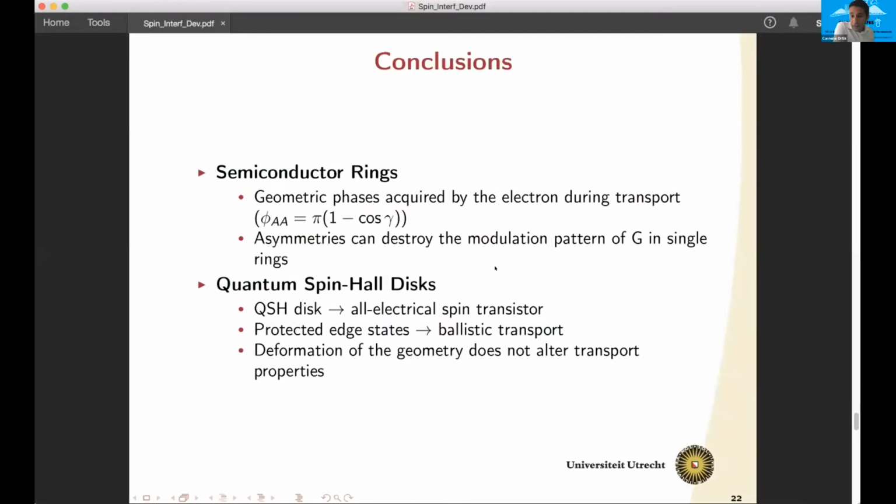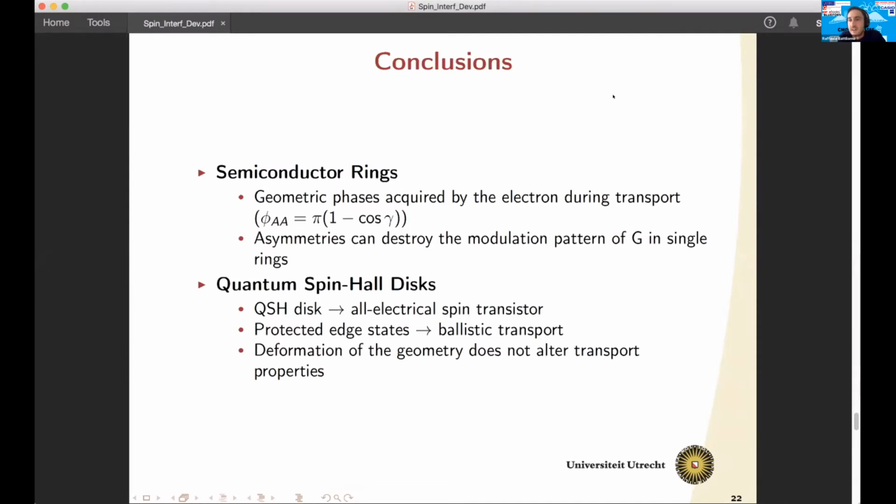He asks, when you say that the deformation does not alter the transport, do you also refer to changes of the Rashba spin orbit due to nanoscale curvature effects? No, no, no.